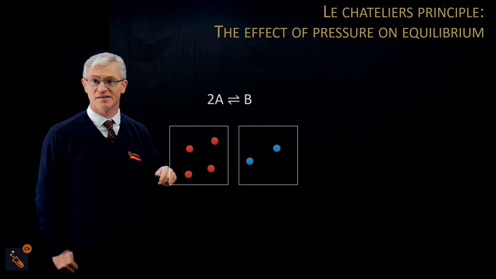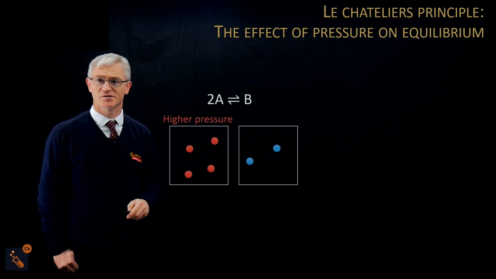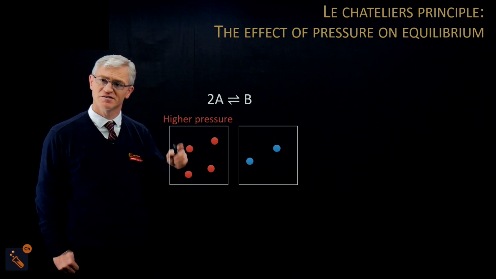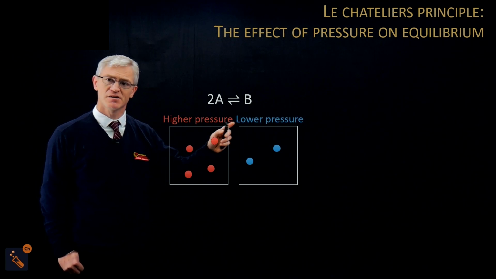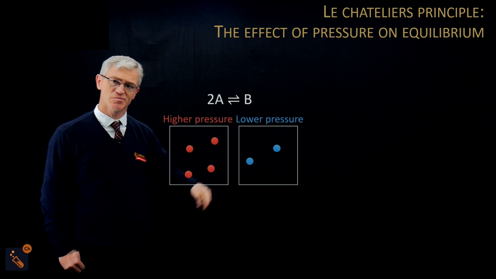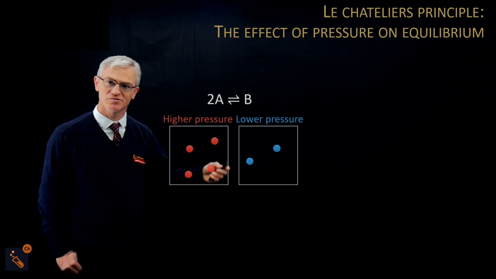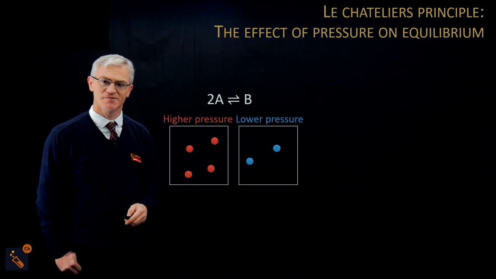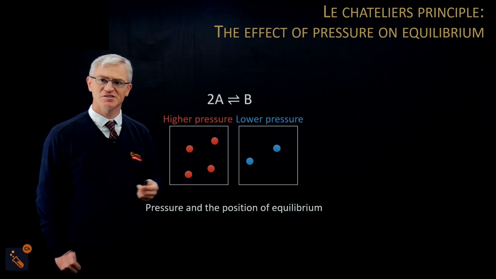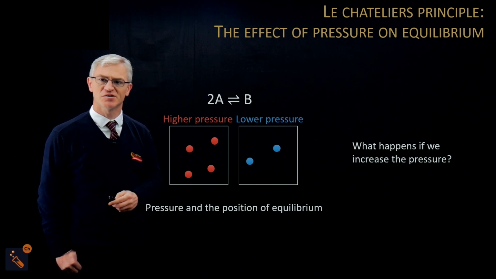Now, if we just had A, this would be higher pressure because there are more particles in the same size container. If we just had B, it would be a lower pressure because there'd be less particles in the container. Now, how does this affect the pressure and the position of equilibrium?